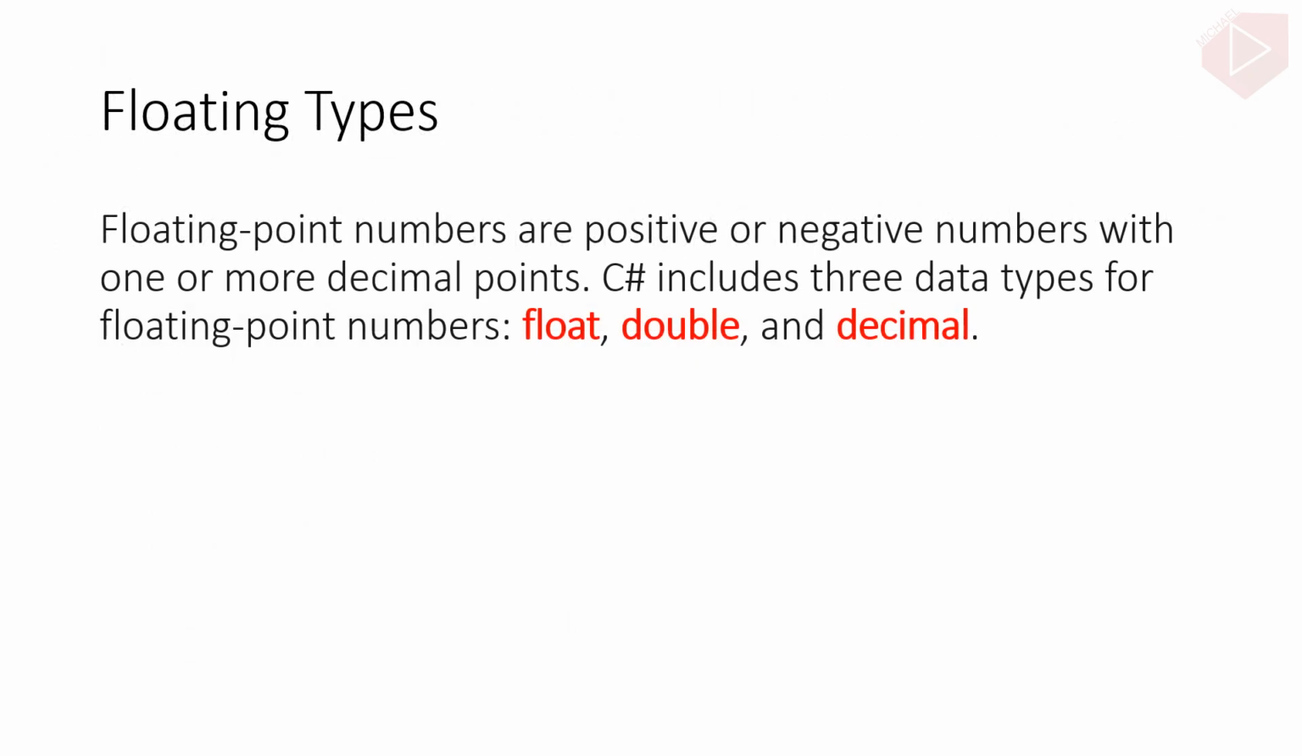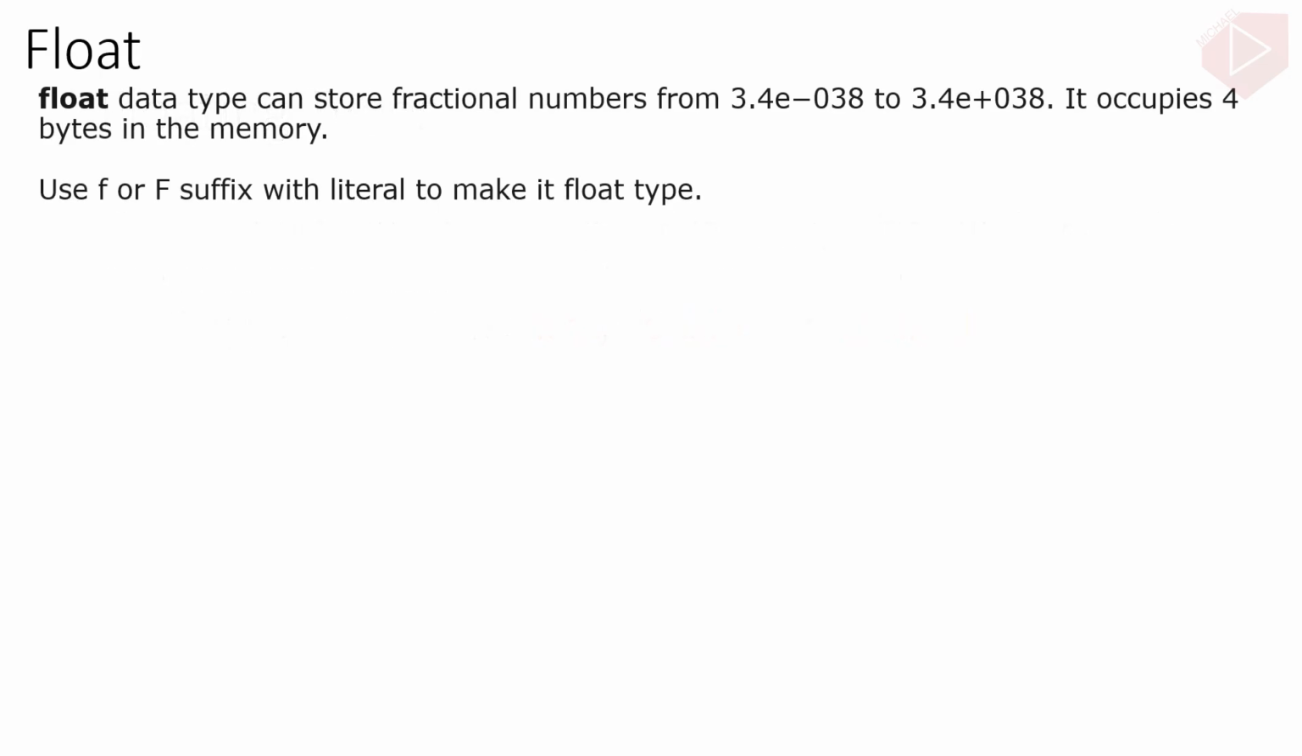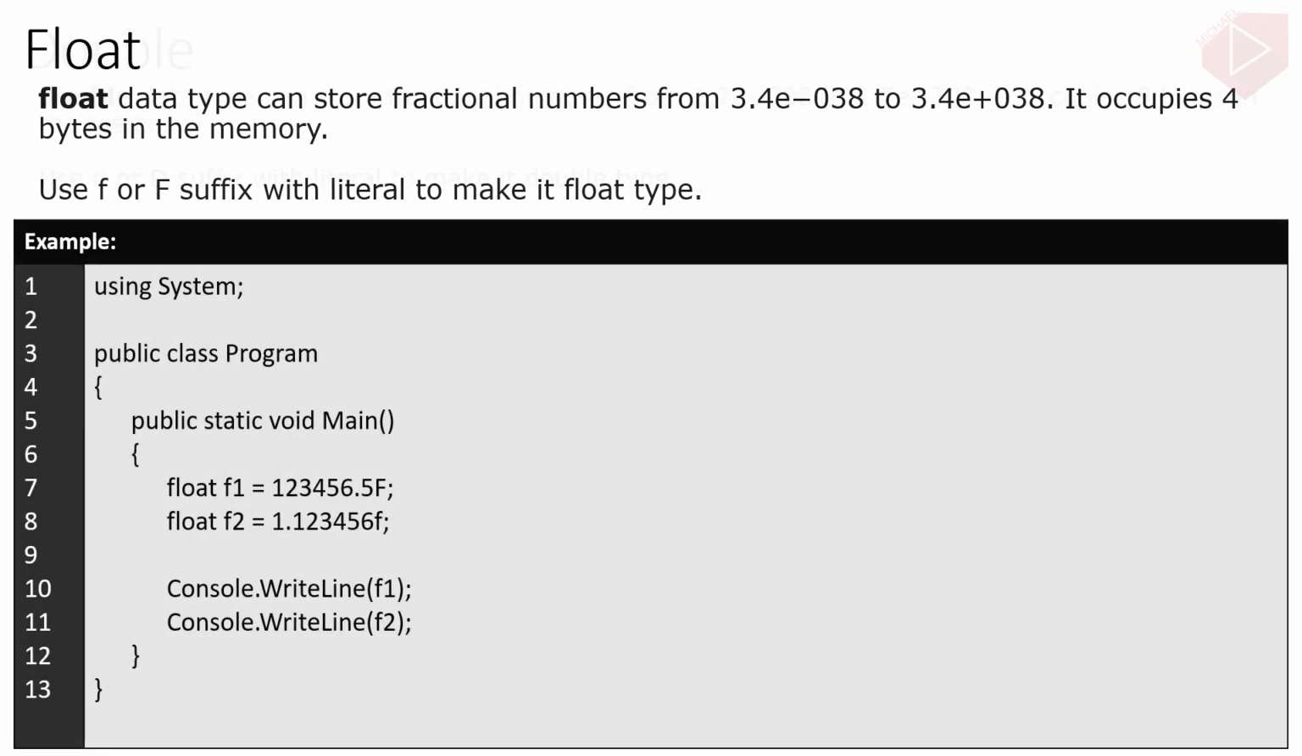Floating point numbers are positive or negative numbers with one or more decimal points. C# includes three data types for floating point numbers: float, double, and decimal. A float data type can store fractional numbers. It occupies 4 bytes in the memory. Use small f or capital F suffix with literal to make it float type.